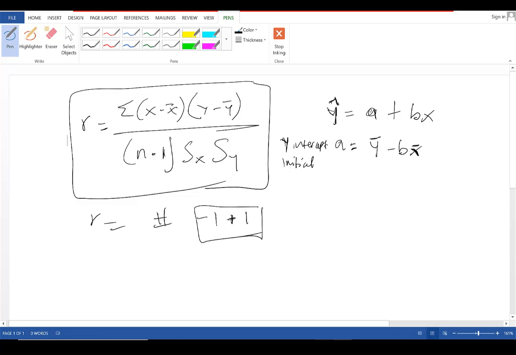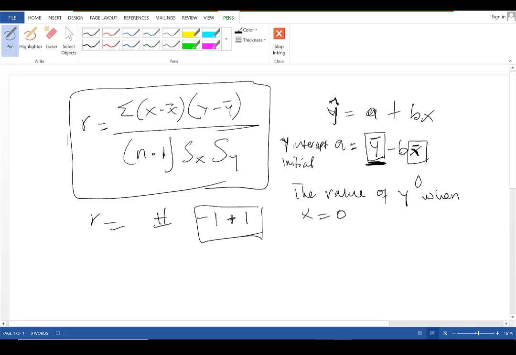That is, if we don't make any calls, if x is equal to 0, what is the value of y when x is equal to 0? In this case, if we make 0 calls, how many sales are we going to make?